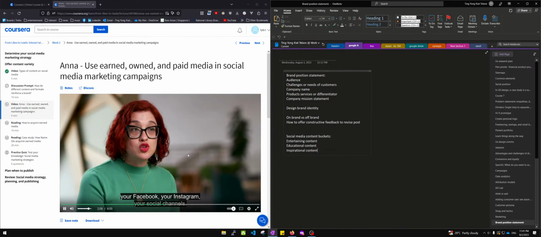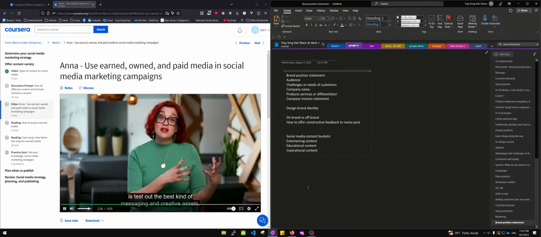And some of the things that we can do with organic media, owned media, is test out the best kind of messaging and creative assets. And when something is starting to percolate and gain traction, you can use paid media to boost that content. And that's really a huge advantage to how you can use your owned channels and make smart decisions about where to put your money using paid.